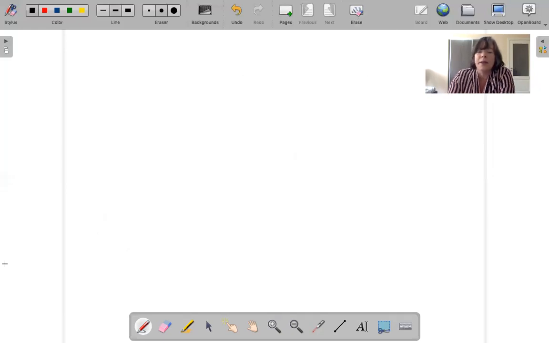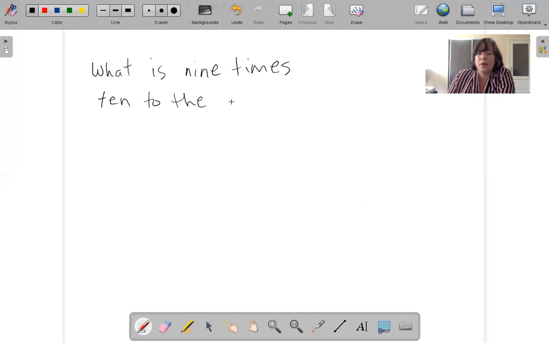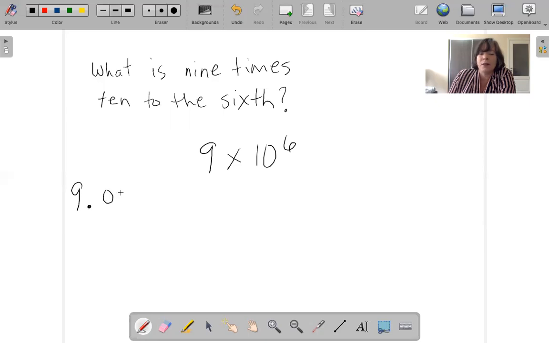So what you're really doing when I say, what is 9 times 10 to the 6th? First, we write it: 9 times 10 to the 6th. What you're really doing is you're writing 9.023456, and you're moving this decimal over. 2, 3, 4, 5, 6. That's what you're doing. Let me show you why you need to know that.